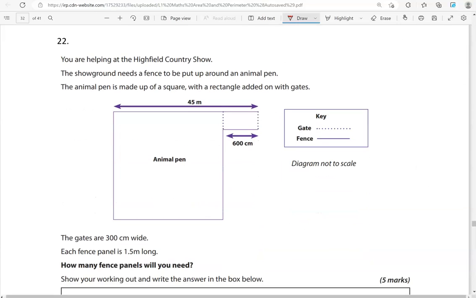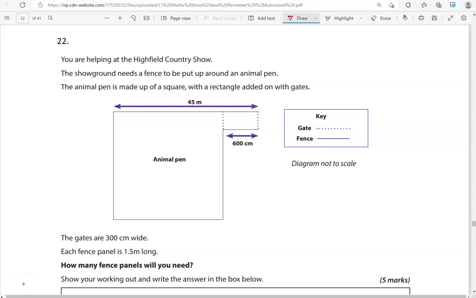You are helping at the Highfield Country Show. The showground needs a fence to be put up around an animal pen. The animal pen is made up of a square with a rectangle added on with gates. The gates are 300 centimeters wide. Each fence panel is 1.5 meters long. How many fence panels will you need? Show your working out and write the answer in the box below.